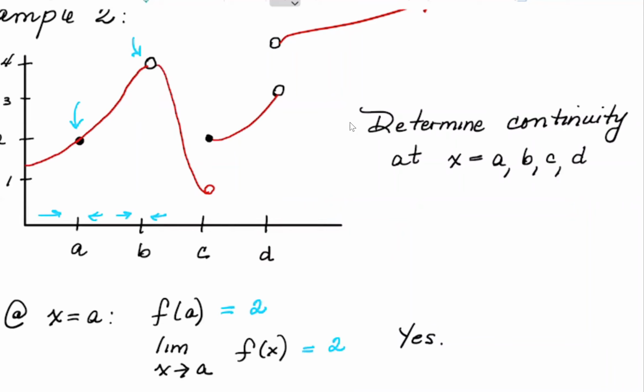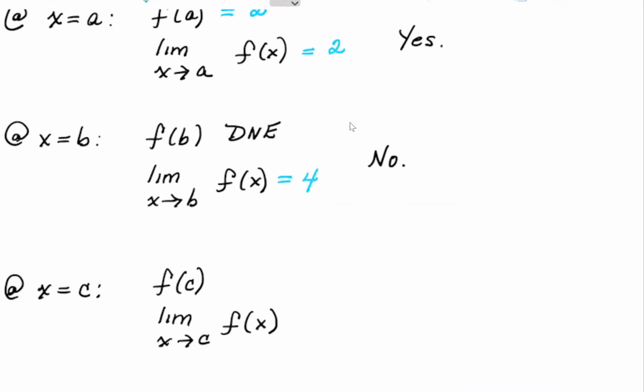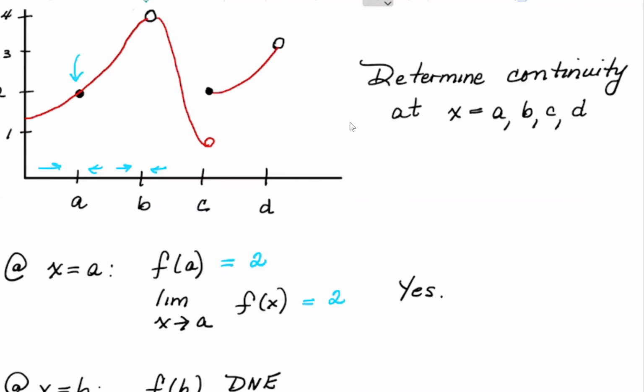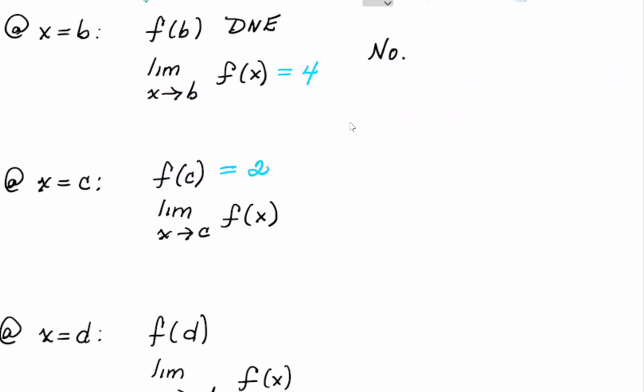Our function value, f of c, is 2. And the limit as x approaches c, well, if I approach c from this height, I'm going toward 1. And if I approach c from this side, I'm going toward 2. So this limit does not exist.